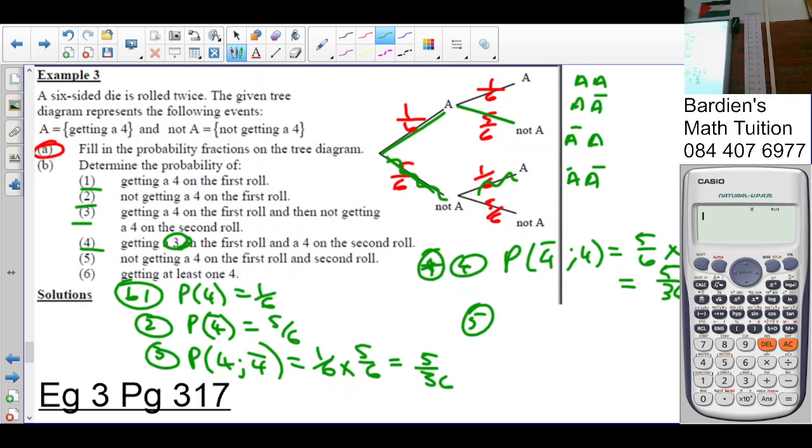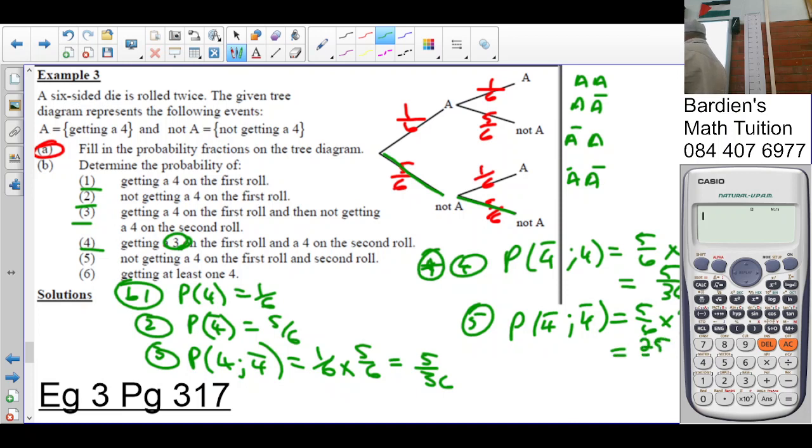Okay. Number 5, it says not getting a 4 on the first row and the second row, which means not getting a 4. So if we look at that branch, not a 4 and not a 4, first and second row. The probability of not a 4 and not a 4 will be 5 out of 6 times 5 out of 6, which is 25 over 36.